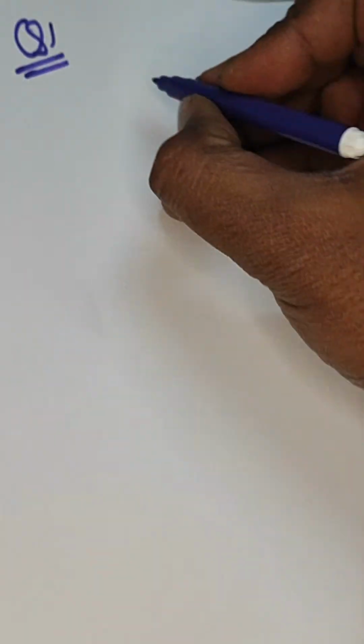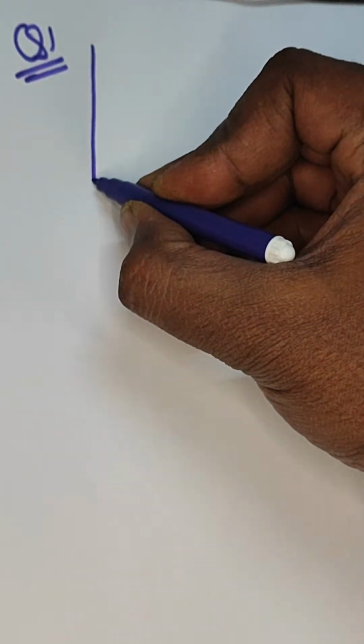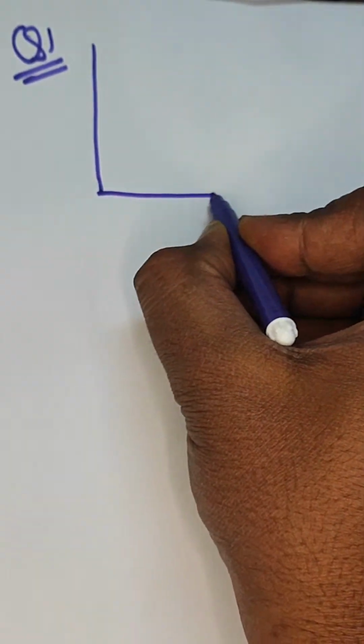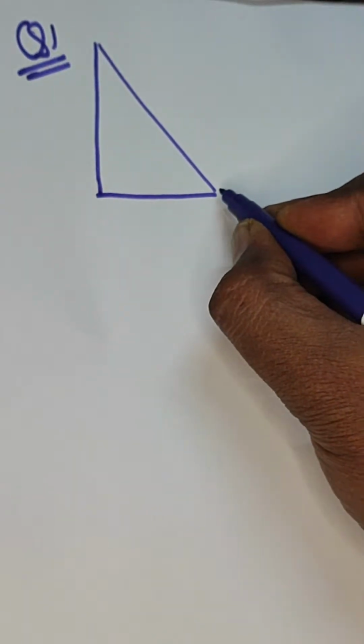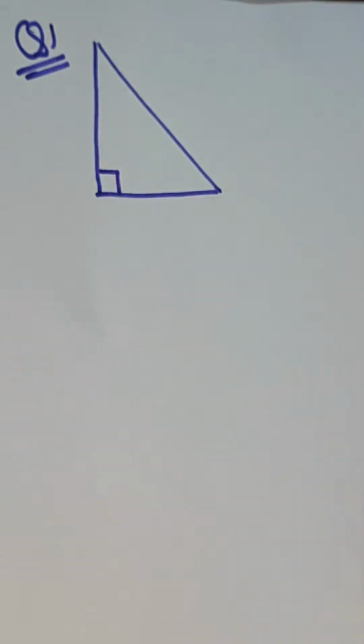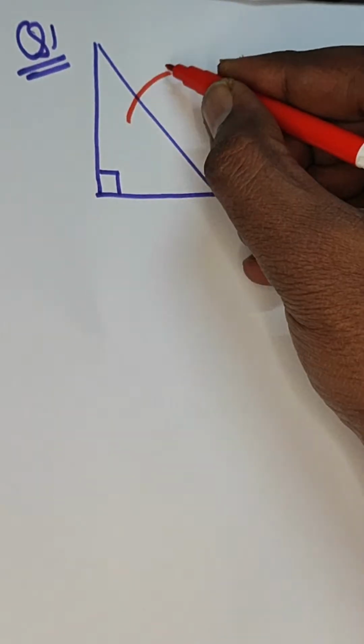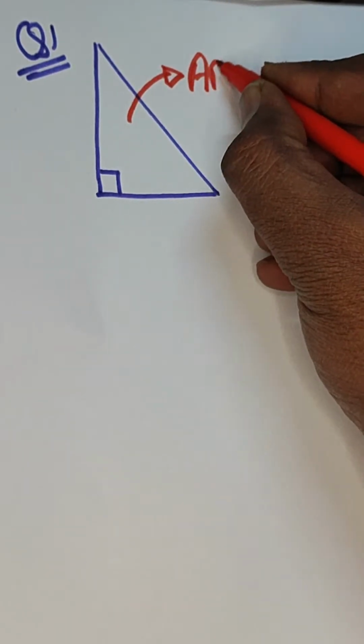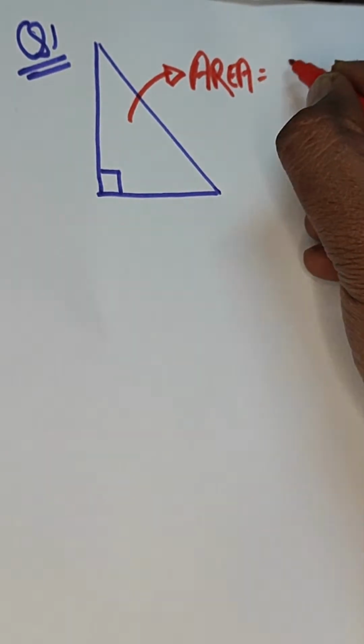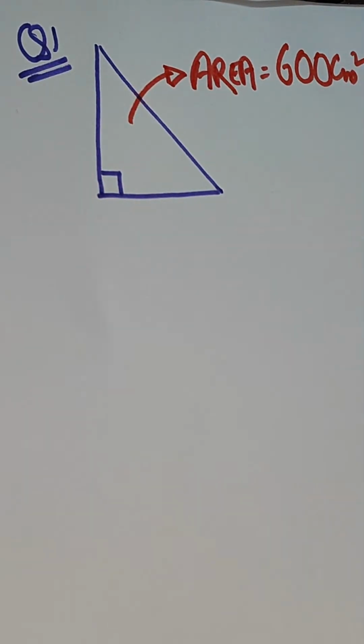Quickly coming to question number one for today: a right angle triangle is given to you, and it looks like this. This is one of the angles, which is 90 degrees. Now, my dear friends, it's given that the area of the right triangle is 600 centimeter square. This is the data given in the question.